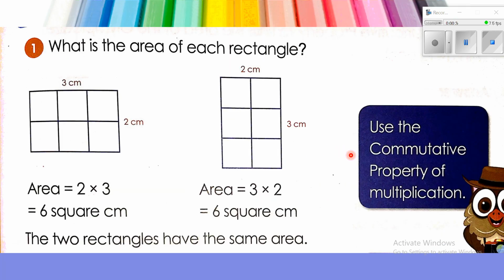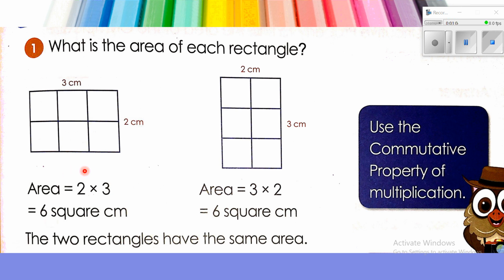Okay, let's remember together the multiplication. You remember the commutative property? What is the commutative property of multiplication? Can you see here? The area for this shape is multiplying the length times width. So 2 for width multiplied by 3 for length equals 6.